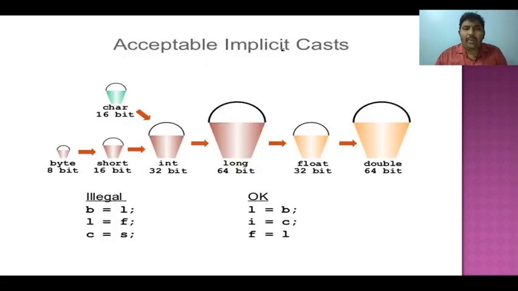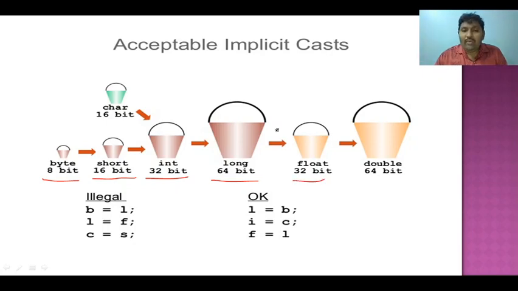The next topic: when is automatic type conversion possible? Very simple, by this particular diagram. The 8-bit byte can automatically be stored into short, because short is 16 bit. The 16-bit short can be automatically stored into integer. And the 32-bit integer can automatically be stored into 64-bit long. Again, the 64-bit long can be stored into 32-bit float.